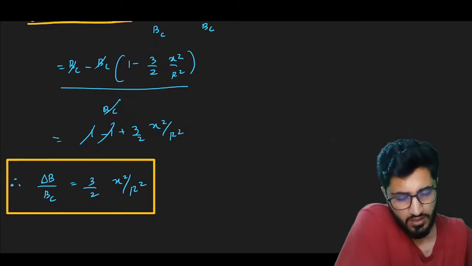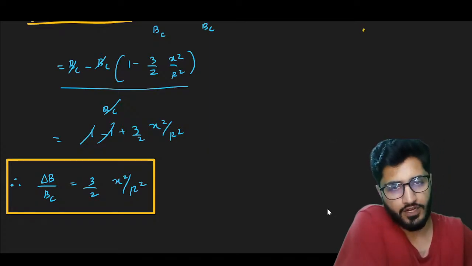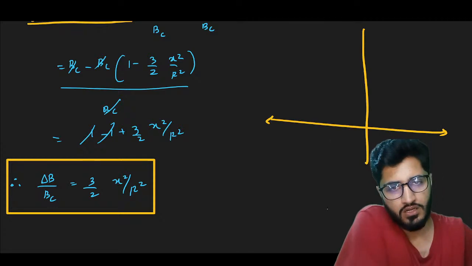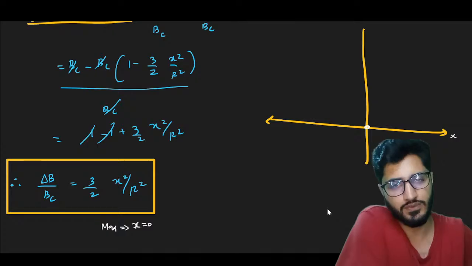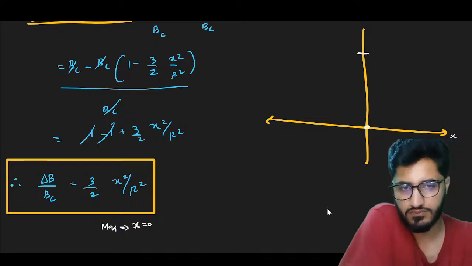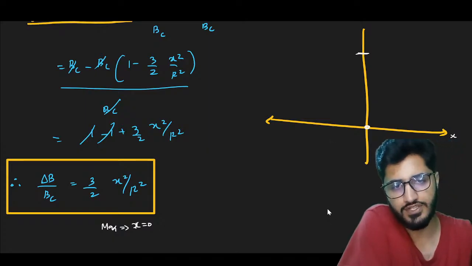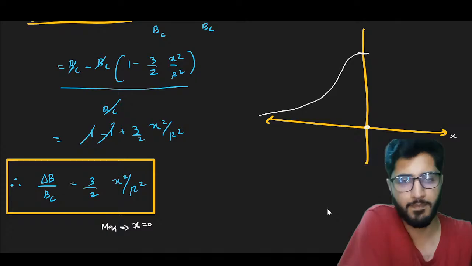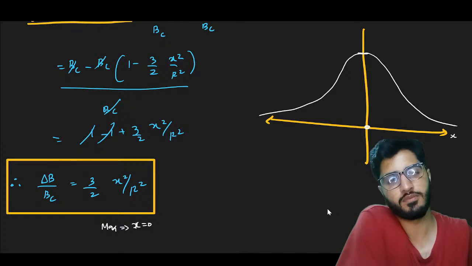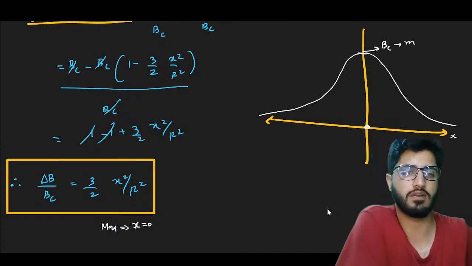Okay. Now if we need to make a graph for it, this is my graph. Maximum is at center, when my x is 0, so B is at maximum point. This one. Okay, done now. Then it will change in this way. In this way. So my BC, and this is my maximum value.